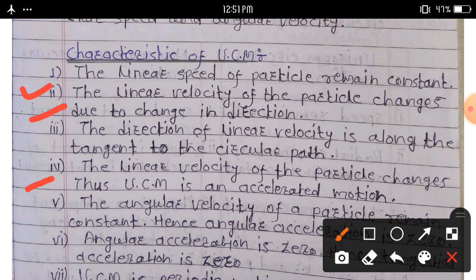Fourth one: the linear velocity of the particle changes, thus uniform circular motion is an accelerated motion. Uniform circular motion is called an accelerated motion because the linear velocity of the particle changes.